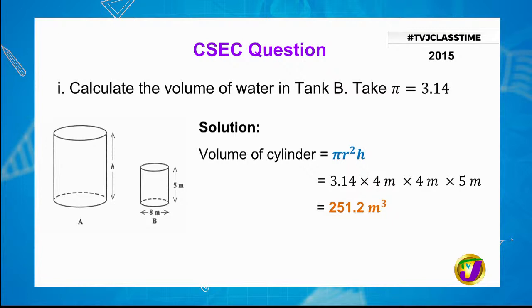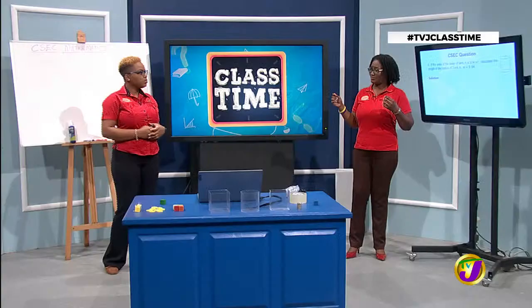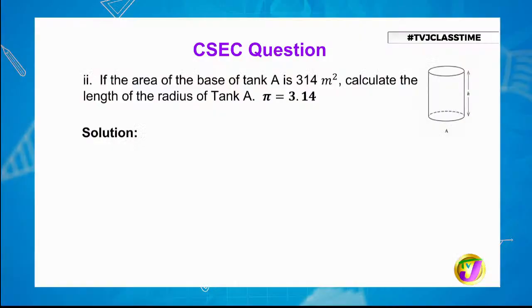All right, so the second question asks, if the area of the base of tank A is 314 square meters, calculate the length of the radius of tank A. Once again, remember they said to take pi as 3.14. So let's backtrack. Let's look at what we've been given in this question. We're given a new piece of information, that the area of the base of tank A is actually 314 square meters.